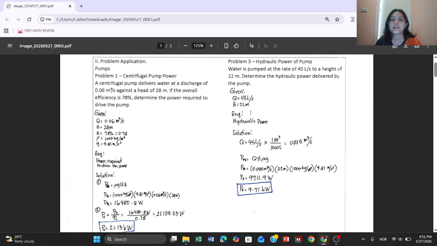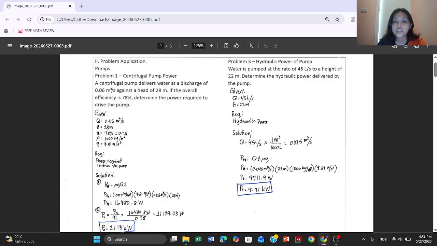Next is problem number 3, about hydraulic power of pump. The problem is water is pumped at a rate of 0.45 liter per second to a height of 22 meters. Determine the hydraulic power delivered by the pump. The given is the rate of discharge, or the flow rate, of 45 liter per second and a head, or a height, of 22 meters. The required is the hydraulic power.